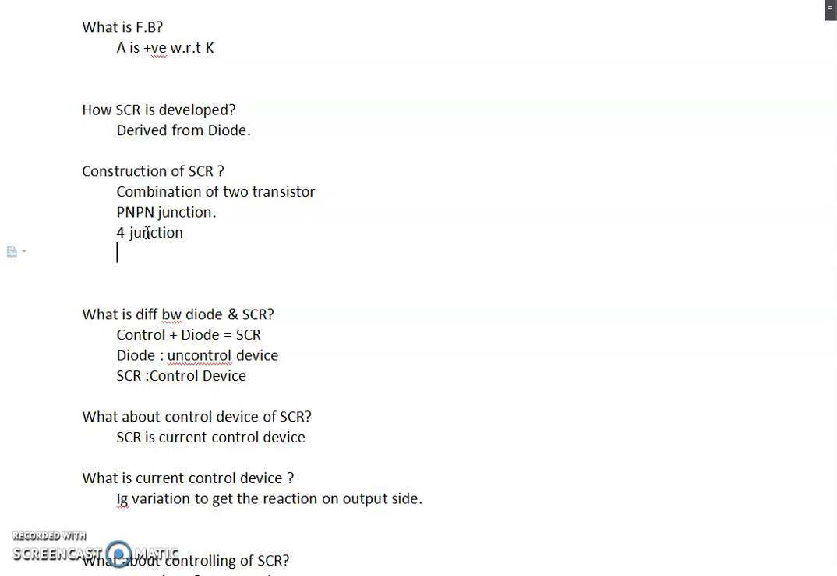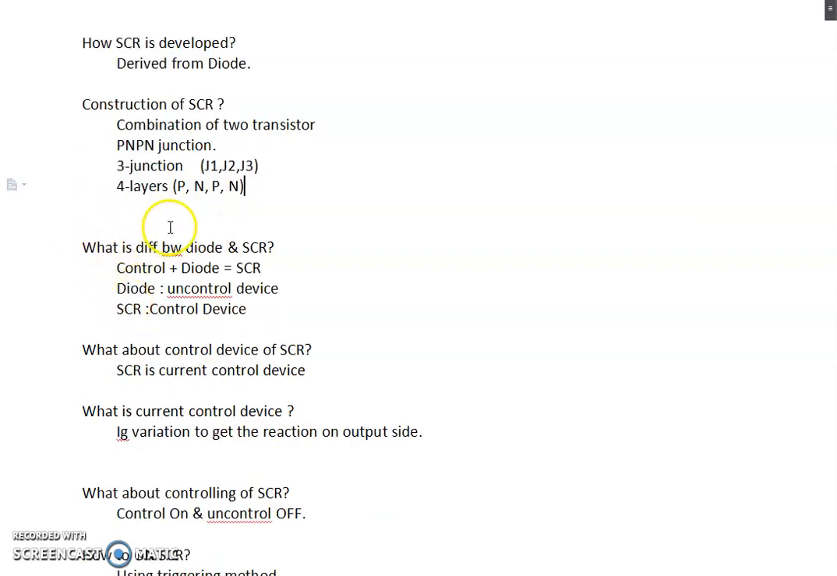Sorry, a junction is a line. There are 3 junctions, J1, J2, J3. And this is a PNPN structure, which means there are 4 layers. What is a 4 layer? P is one layer, N is one layer, P is another layer, and N is another layer. It is developed from transistors.